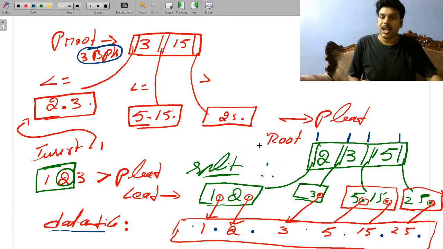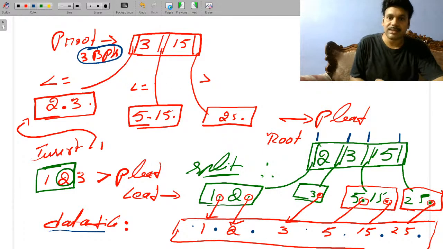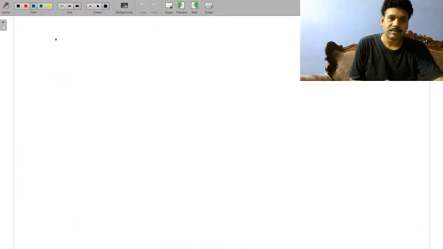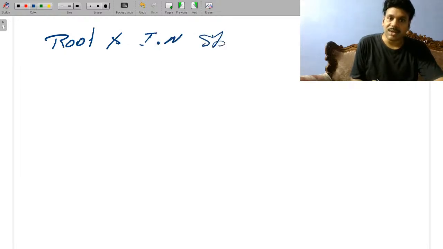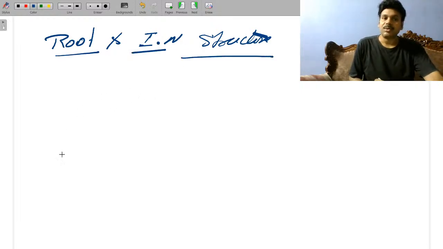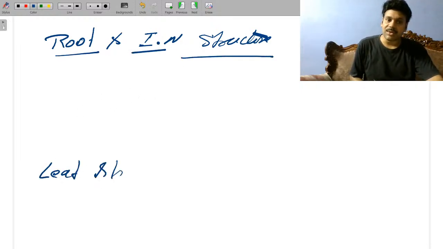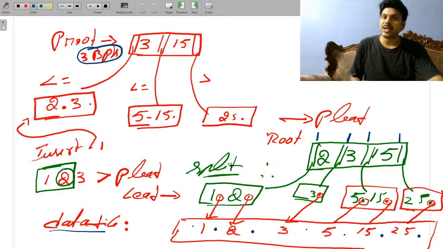Any doubts, friends? Now you observe, you got 2 different structures. One structure is root and internal node structure. The other structure is a leaf structure. So you please observe what is root and internal node structure. A root and internal node structure has block pointers and keys.